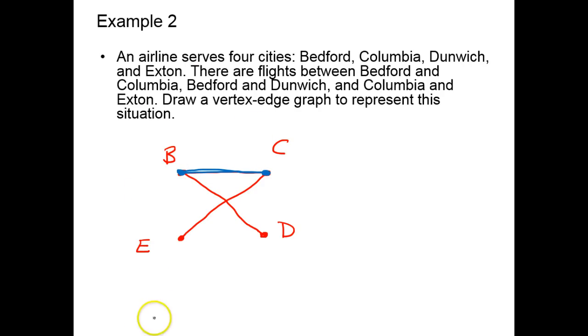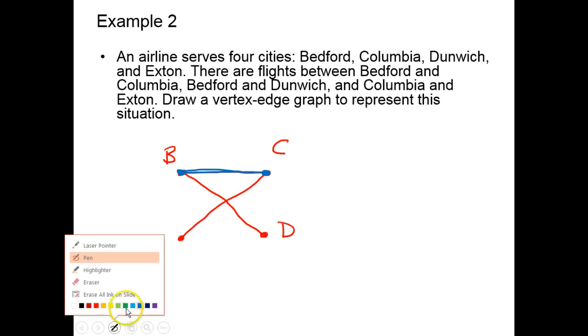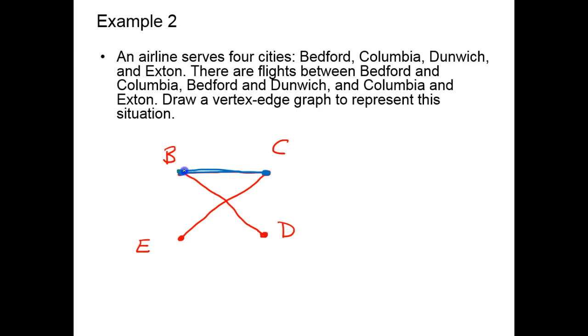That's one way. Let me see if I can change colors real quick. Another way is we could start at Bedford, and here we go. There's 1 edge and then 2 edges. So these 2 colors represent the 2 ways that we could start and end at Bedford using 2 edges.